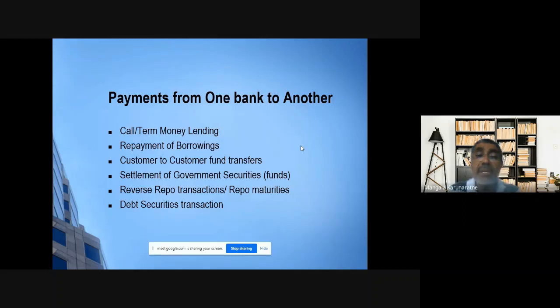That is why, because it's going through central bank. But these are actually the bank to bank transfers, to fulfill different requirements of this banking business. So one is call money, term lending, call or term lending, repayment of borrowings, customer to customer fund transfer.